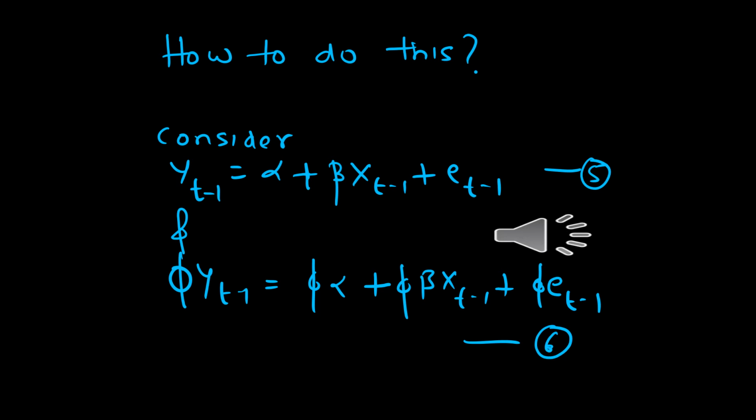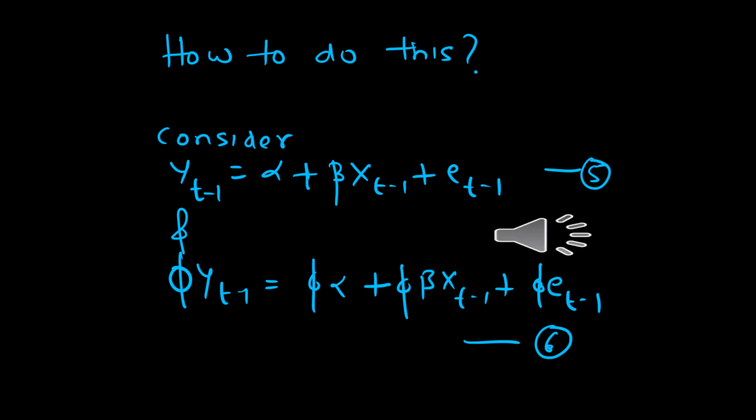So consider equation 5, which is nothing but equation 1 lagged by 1 period. That is, if equation 1 had yt on the left hand side, equation 5 has yt minus 1 on the left hand side. So we have yt minus 1 is equal to alpha plus beta xt minus 1 plus et minus 1.